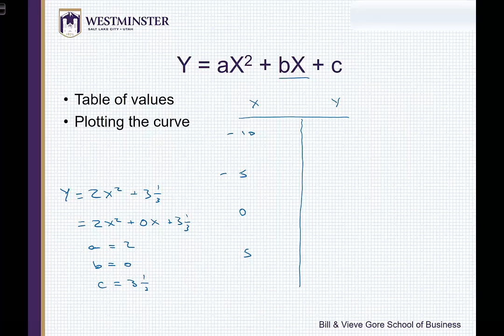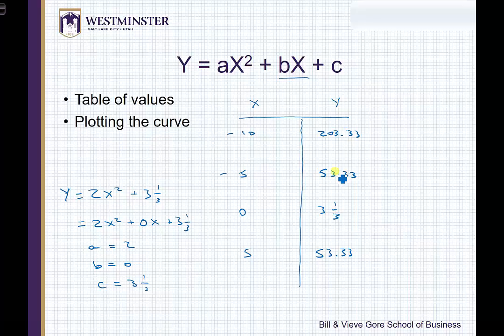So negative 10, if that's the value we have for x, is going to give us 203.33. And if we then take negative 5, 2 times negative 5 squared plus 3 1/3 is going to give us a value of 53.33. And then if we simply have zero for x, that makes it fairly easy for us. We end up with 3 1/3, because 2 times 0 squared is simply going to be 0, and then we're going to have 3 1/3. And then if we have a value of 5, we'll once again be at 53 1/3.